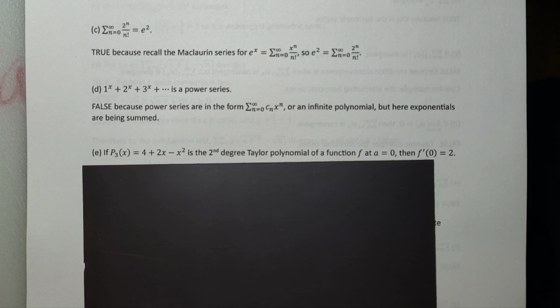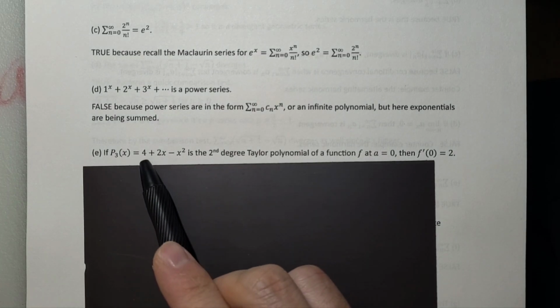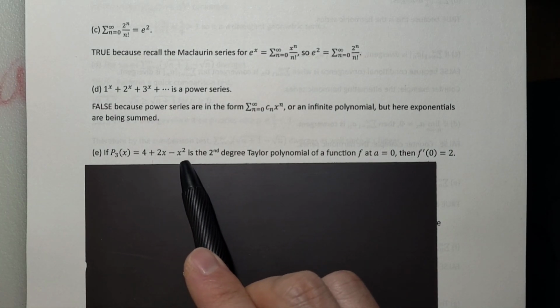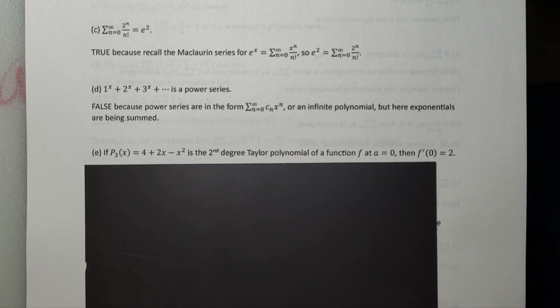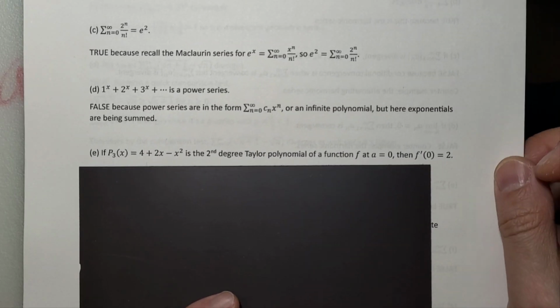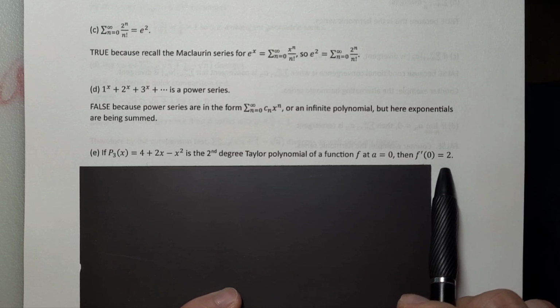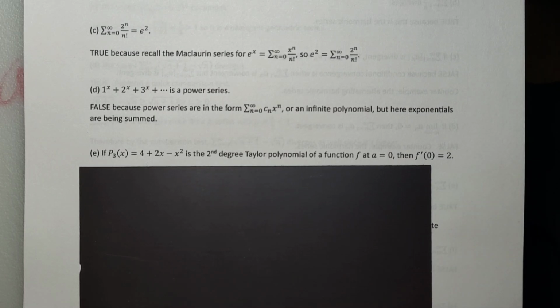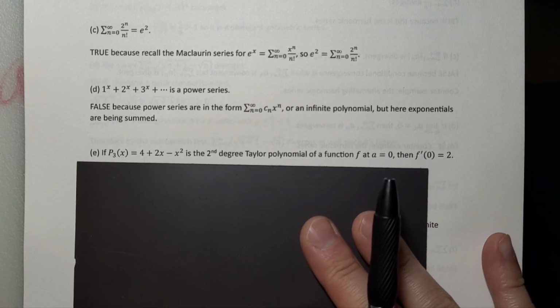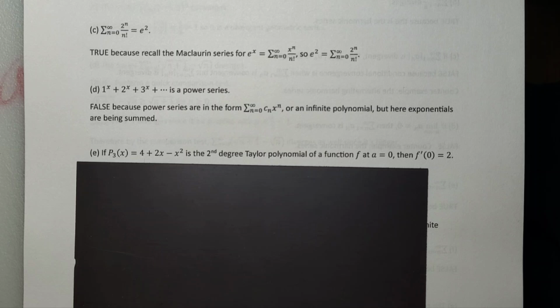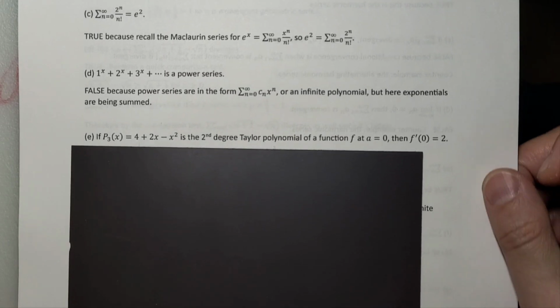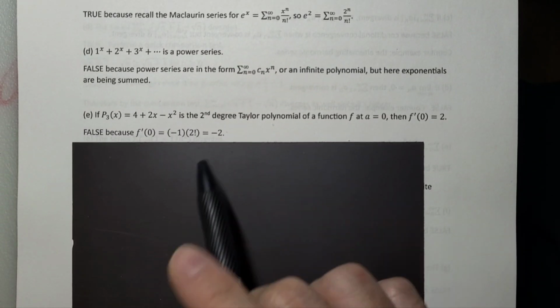Okay. If p sub 2 of x equals 4 plus 2x minus x squared is the second degree Taylor polynomial of a function f at a equal to 0, then f prime of 0 is equal to 2. Okay? Actually, I don't think you learn about Taylor polynomials anymore in Math 2B. They skip that section. So if you don't know this and you're in Math 2B as of the current filming of this video, you should be fine. I believe this is false though. It should be -2.